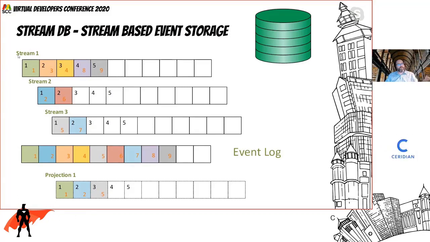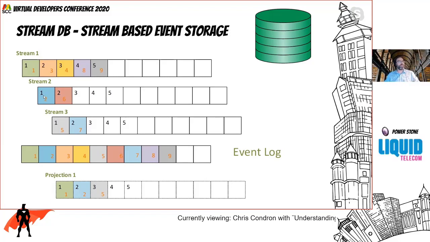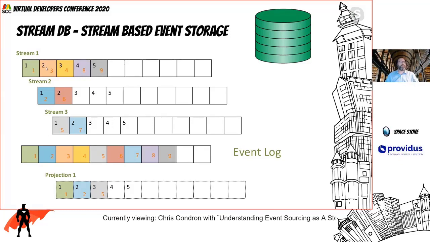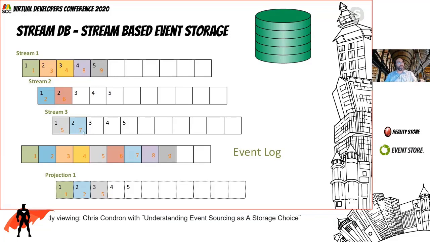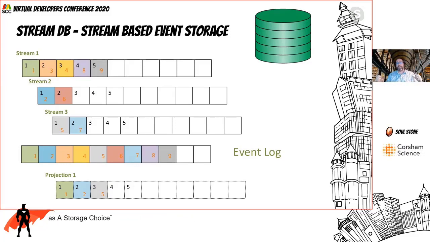So if someone writes into stream one, that's the first event in a common log for the whole system. And then someone writes into stream two, right? The first event there is the second event overall. Then we can go back to stream one, events three and four, sequential in the first stream. And then we go back and forth. And this means that while we're writing to individual streams, the system is storing that data as a general log for all of the different events in the system.